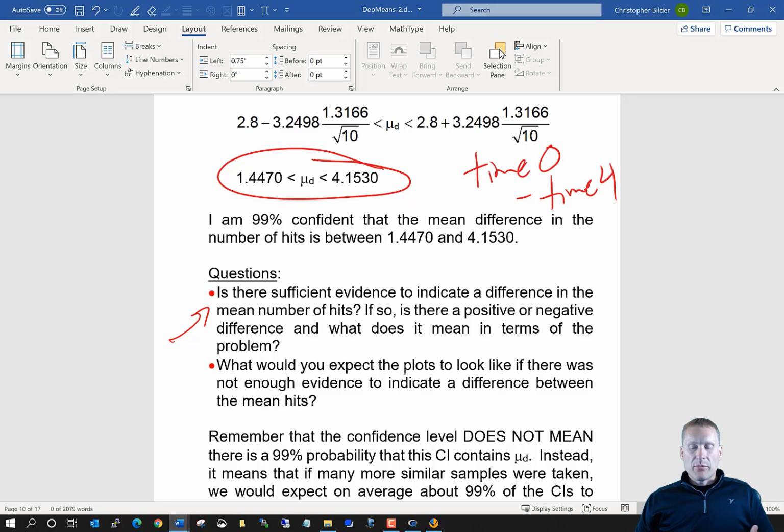What would you expect the plots to look like if there was not a difference, or if there was not enough evidence to indicate a difference between the mean hits? Well, I'll let you answer that on your own. Again, think back to when we were dealing with only one population mean, what that kind of plot would look like if I was doing a hypothesis test of mu equals 0 versus not equal to 0 for the mean.